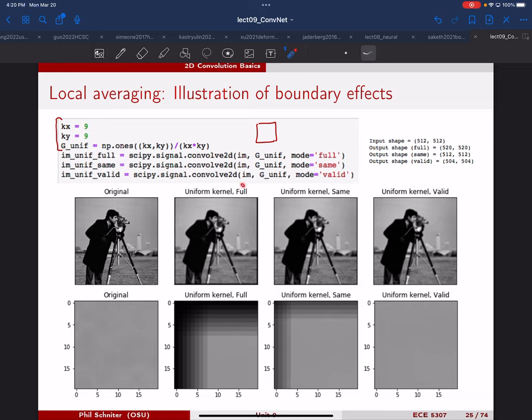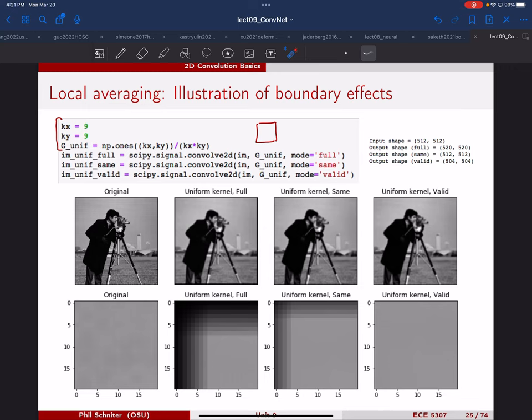Okay, any questions on this? Is it making sense? Okay, and then if we look at the valid mode, it gives a smaller image than the original one. It's 504 by 504. But just like the original, it doesn't have any of these edge artifacts. And then the same image is kind of in between. So the size of the input and output are the same. You do have some zero padding effects, but they're not as bad as in this case. And these images are all the same except for what happens around the edges.